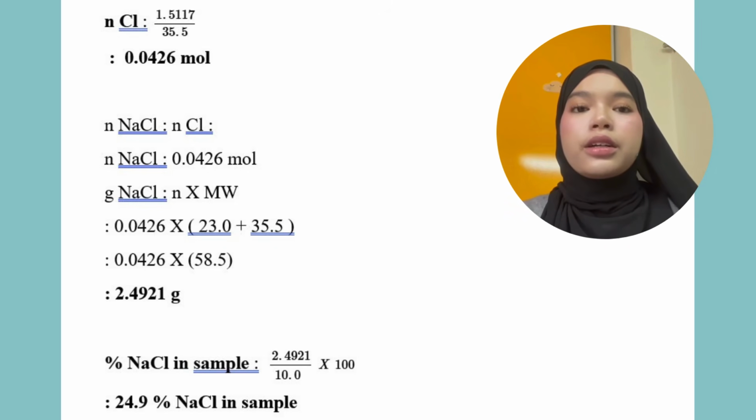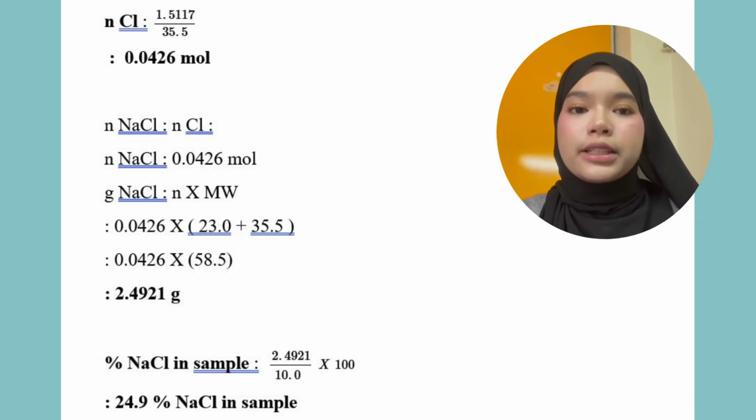Next, we must use the equation. Through the equation, you will see that mole of NaCl and mole of Cl is the same. So 0.0426 mole is the mole of NaCl.